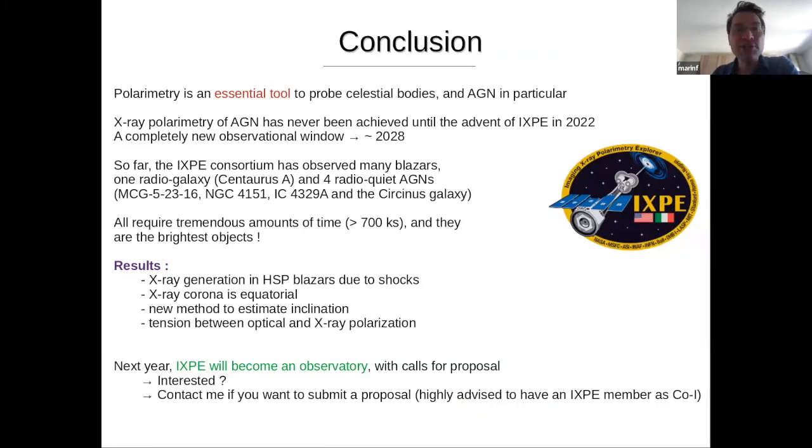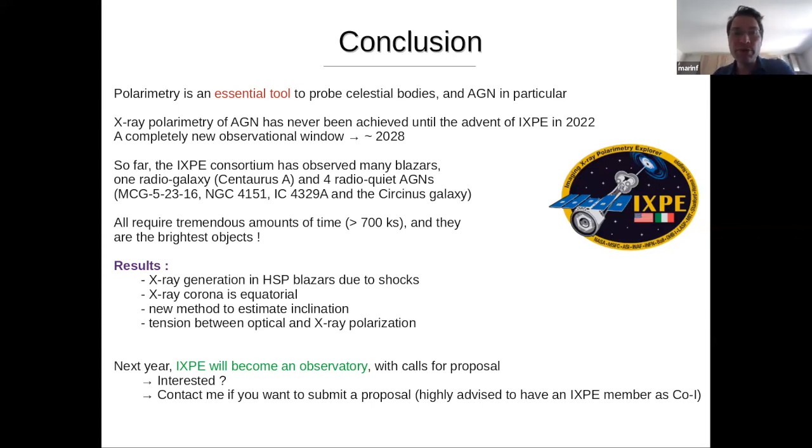So as a conclusion, sorry, it was a bit long, polarimetry is an essential tool to probe celestial bodies and AGN in particular. We have opened a completely new observational window thanks to IXPE in 2022, and it will fly for the foreseeable future, maybe 2028, probably a bit more. So far, the IXPE consortium is a closed consortium: you cannot join us to observe the source you want.